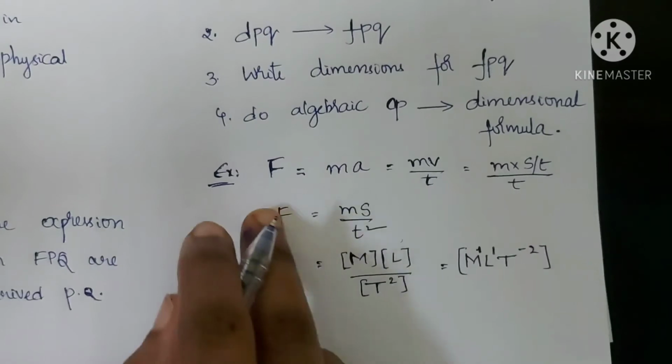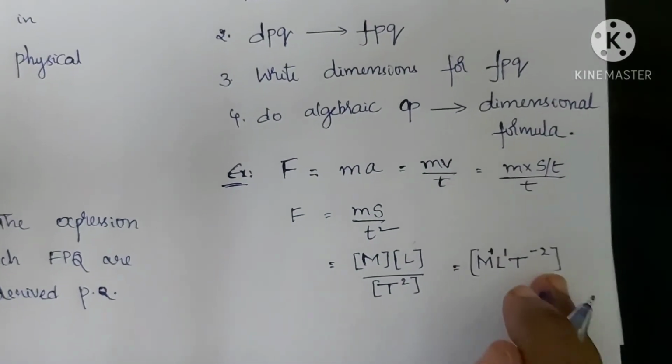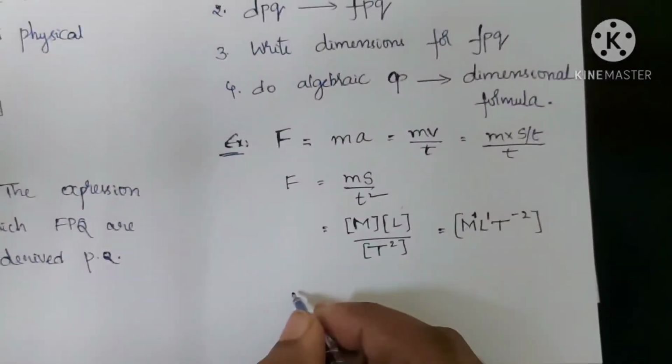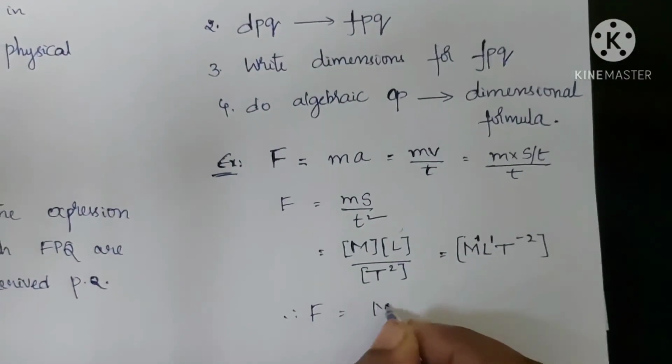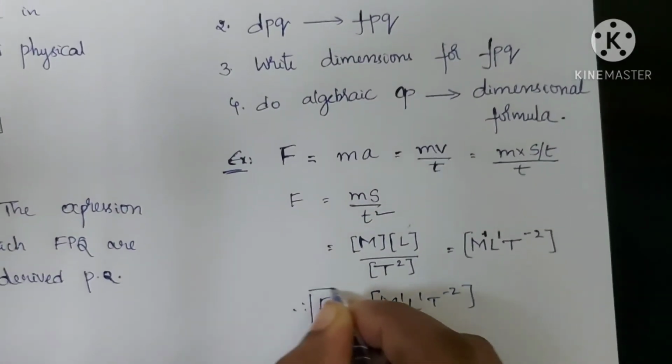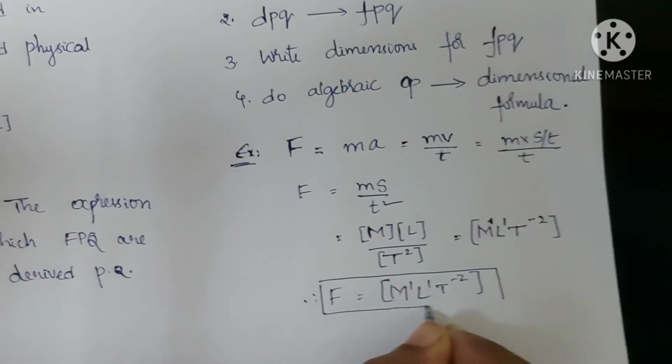What are the dimensions now? The dimension of mass in force is 1. The dimension of length in force is 1. The dimension of time in force is minus 2. Then what is the dimensional formula? F is equal to M power 1 L power 1 T power minus 2. This is the way of writing a dimensional formula for a physical quantity.